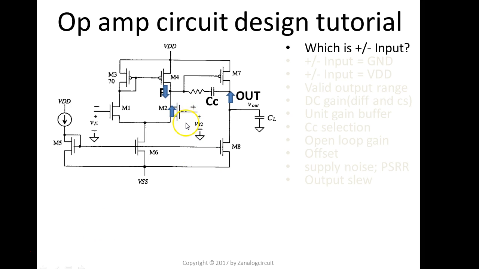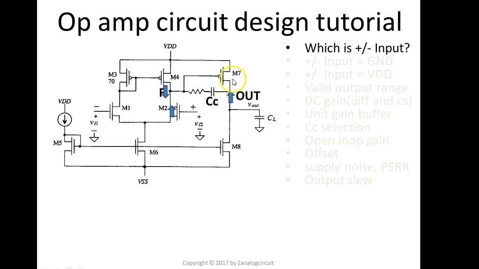So the first one is which input is the positive side, and which input is the negative side, right? As you can see, I already put the positive and the negative here. But assume that we don't know, so let's take a look at the circuit and try to figure out which is which. If you have a positive voltage change on this node, let's say this one goes up, the drain of this M2 MOS should go down.